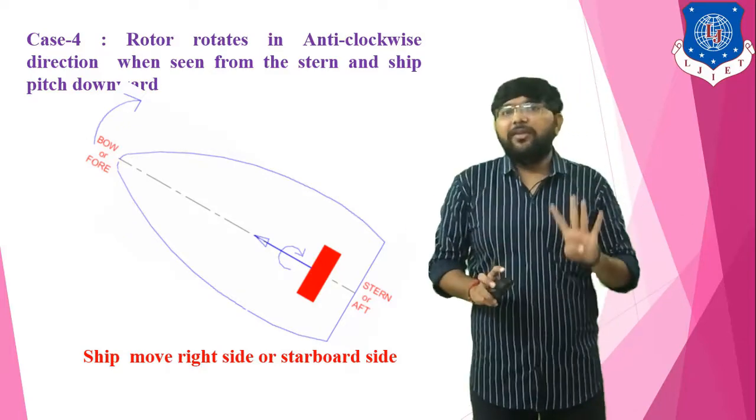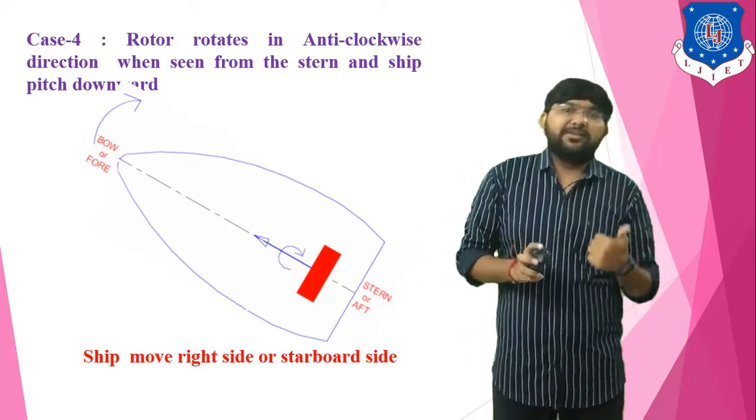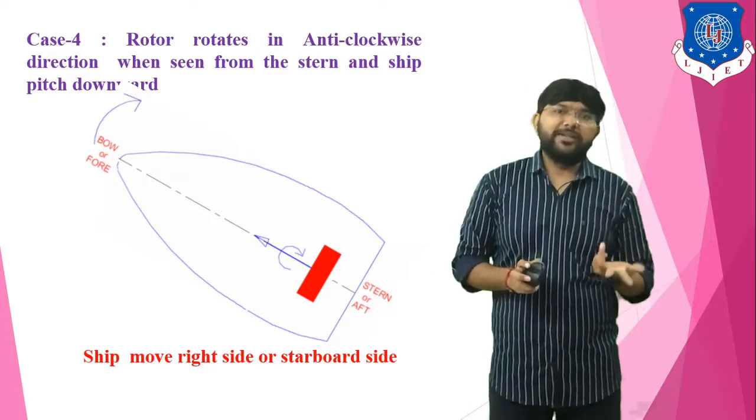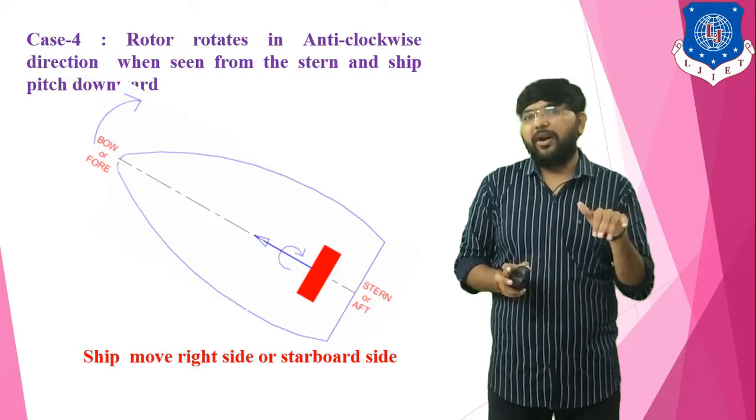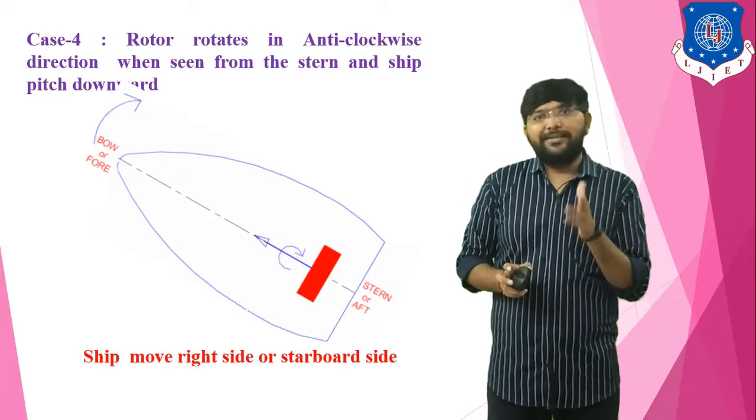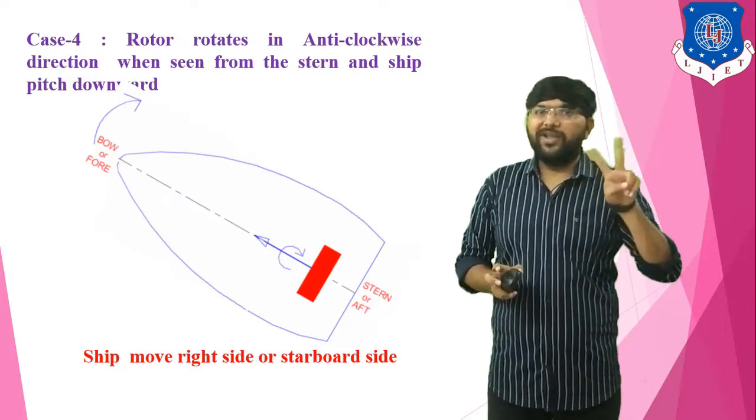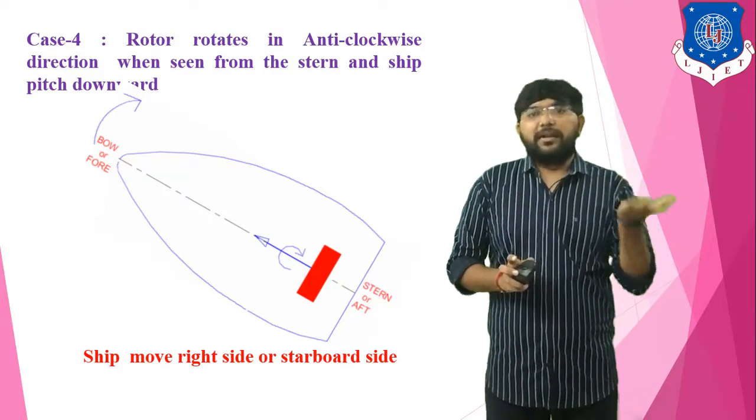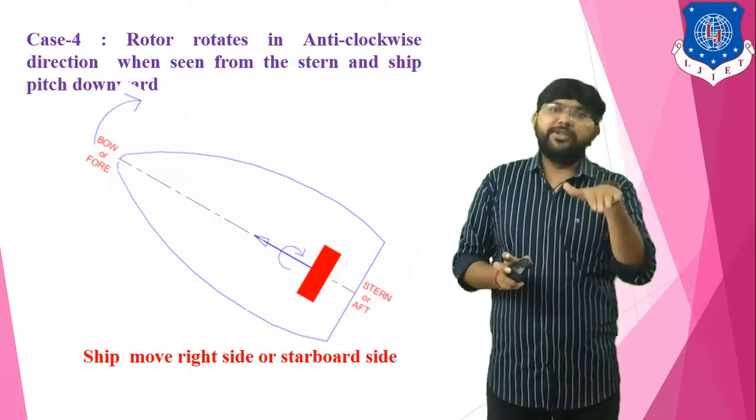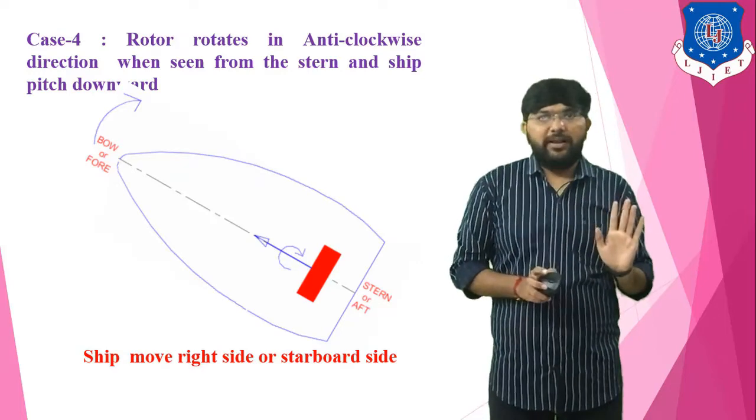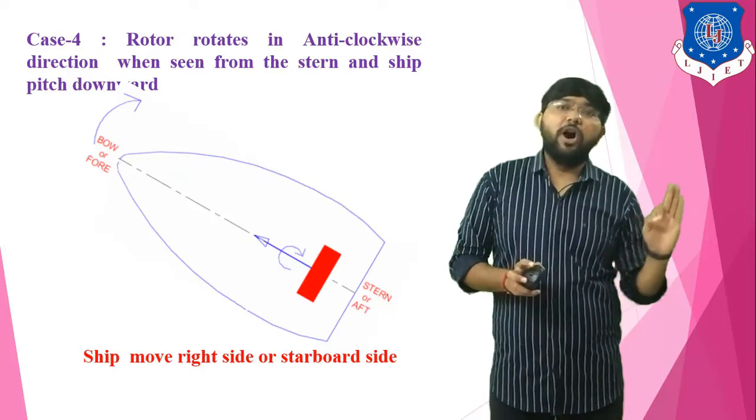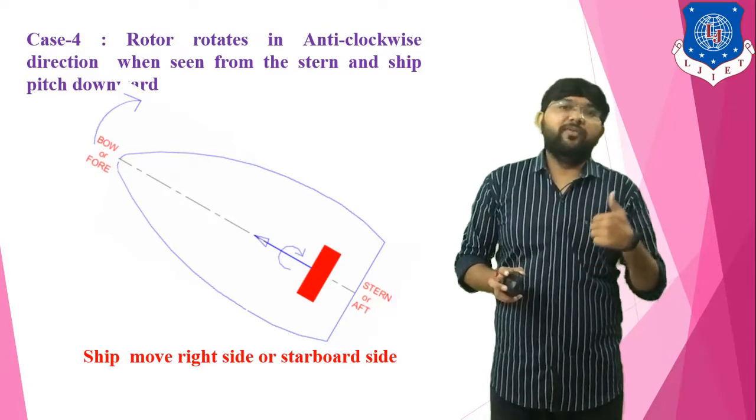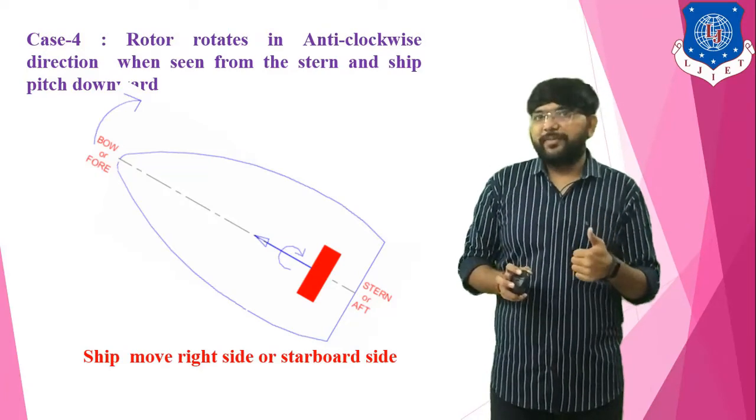Clear? So all 4 cases we discussed over here. First case is rotor rotates clockwise and ship pitches upward. Rotor rotates clockwise, ship moves downward. These are the first 2 cases. The second 2 cases are for the anti-clockwise direction: ship pitches downward and ship pitches upward. Clear? And you have to remember all 4 effects. Clear? So this is the effect of gyroscope in pitching motion.